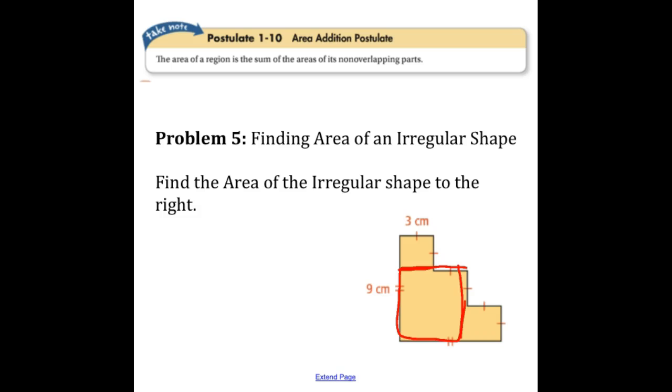Notice these little congruent markers, those are a big deal. That means those are all the same, so each one of those sides is 3, which is helpful because then you have one little square up here that's 3 by 3, 3 by 3 is 9. You have another little square down here that's 3 by 3, 3 by 3 is 9.